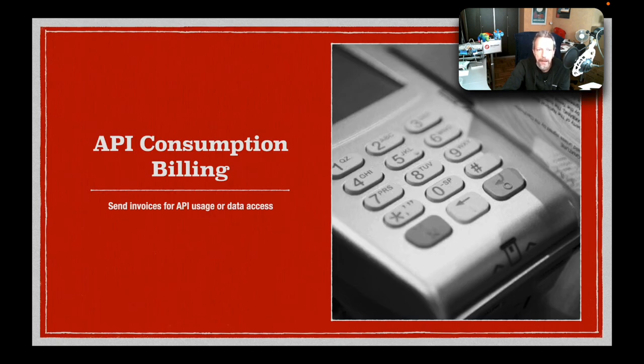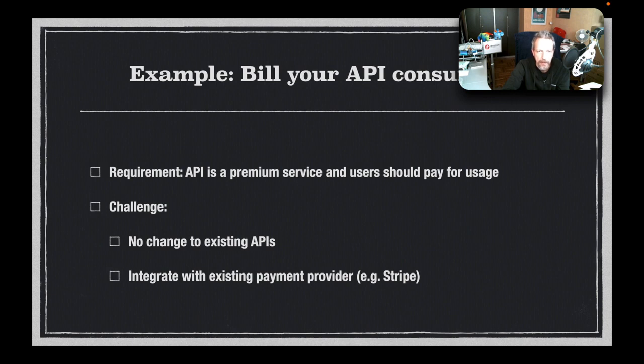And if you're interested in making money with your services, you can add some consumption billing to your API endpoints. The consumption billing part will be that your API is a premium service and users should pay for their usage. Again, the challenge would be that we don't change existing APIs, and we also want to integrate with our existing payment provider, for instance, Stripe.